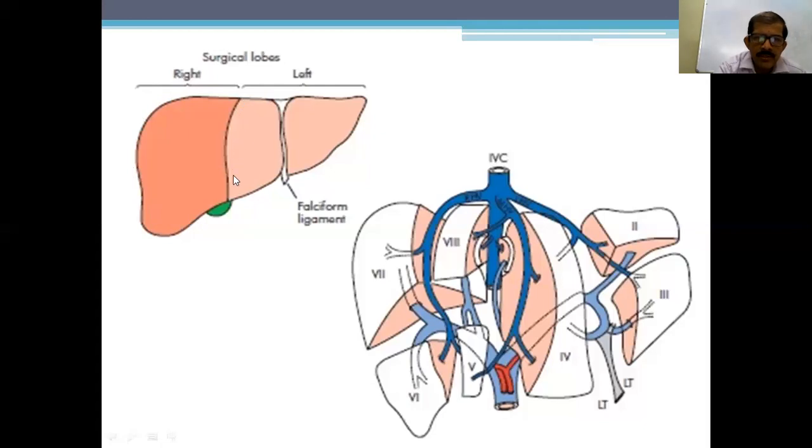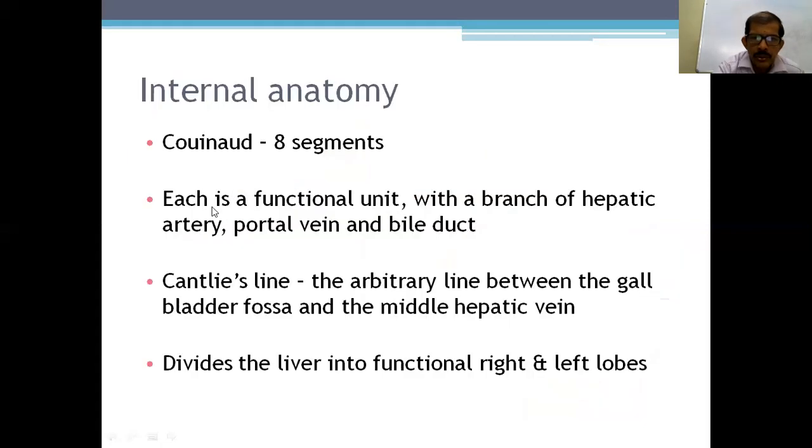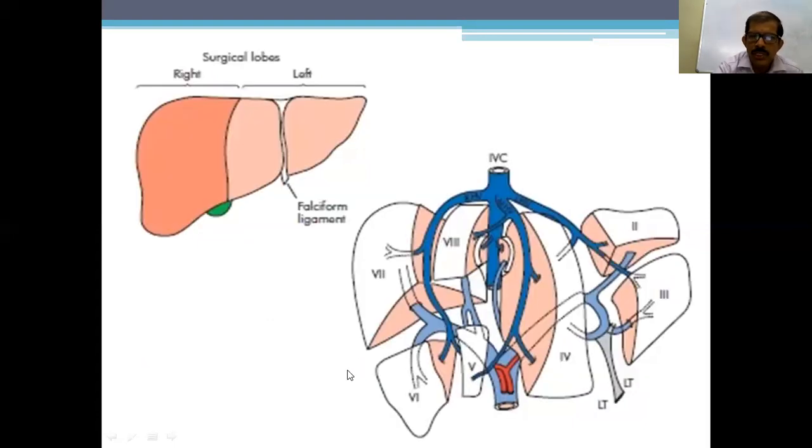This is the right one. So this is the gallbladder, so gallbladder fossa. It is an arbitrary line between the gallbladder and the middle hepatic vein. So it will divide into functional right and left lobes, or surgical lobes. So this is the middle hepatic vein. This middle hepatic vein and the gallbladder fossa, that is the line. So this right lobe will contain 5, 6, 7, 8.